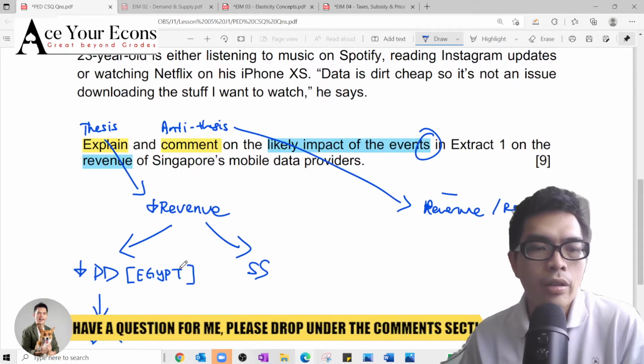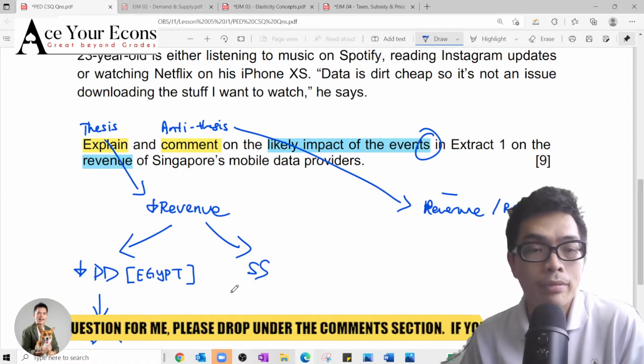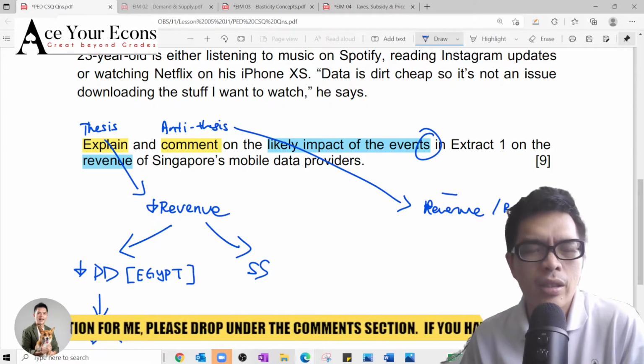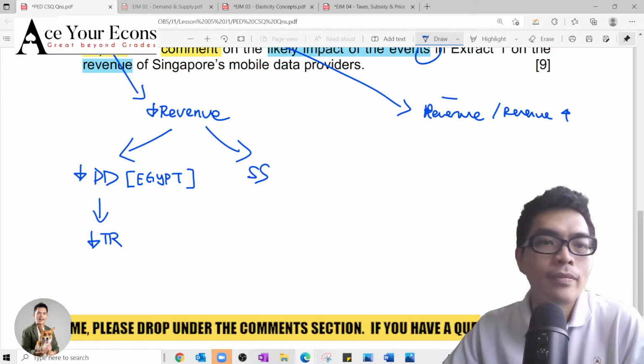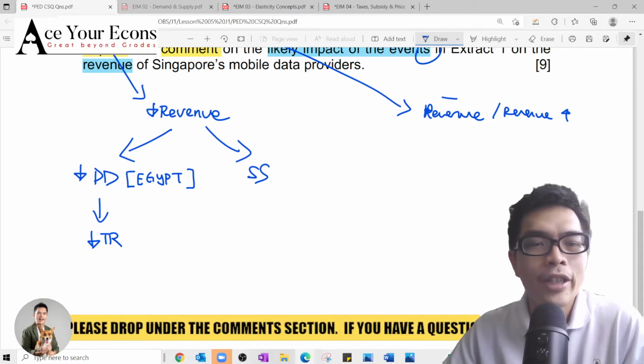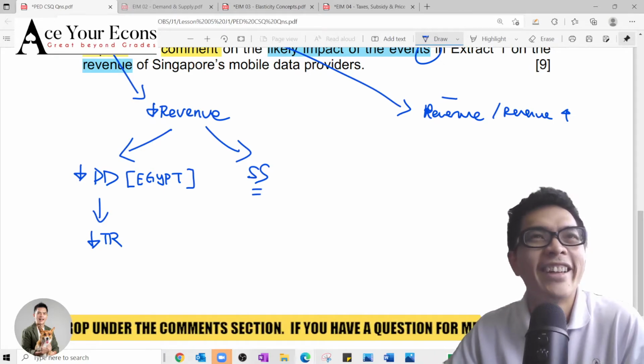Alright. So later on, look out for the extract. Look out for factors that result in a fall in demand. Either of the Egypt factors. Now, this is the tricky part. How do we justify a fall in your revenue using supply?